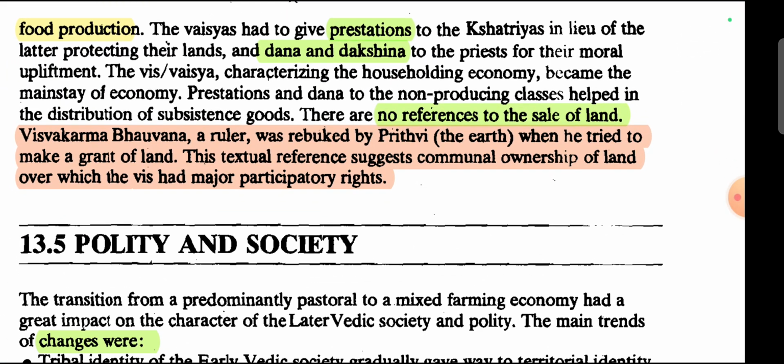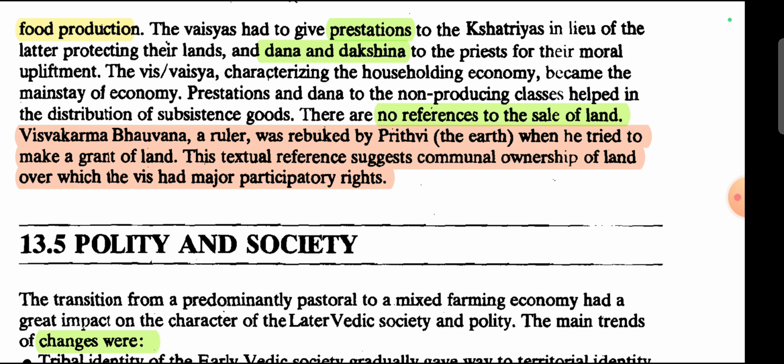The Vaishyas had to give prestation to the Kshatriyas in lieu of the latter protecting their lands, and dana and dakshina to the priest for their moral upliftment. The Vis Vaishya, characterizing the householding economy, became the mainstay of the economy. Prestations and dana to the non-producing classes helped in the distribution of subsistence goods.